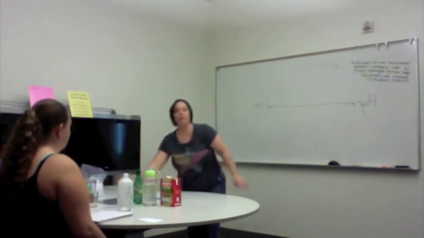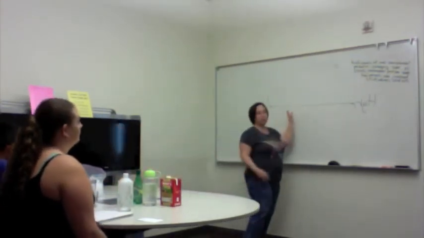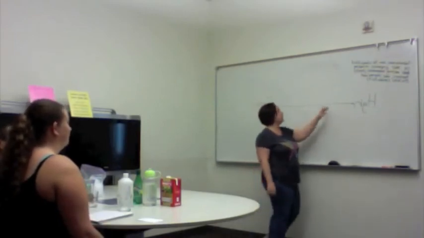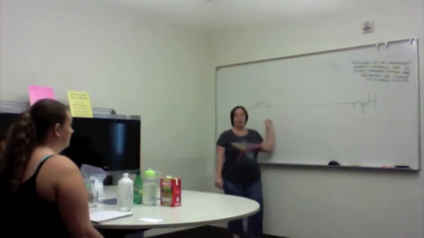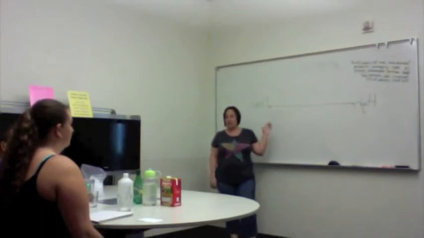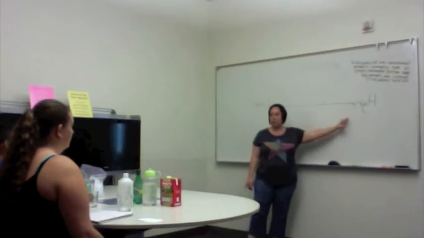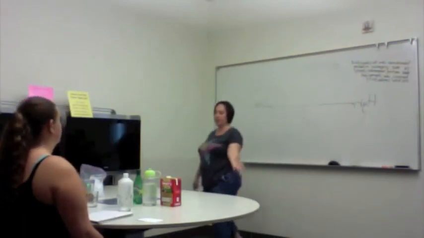And then what we're going to do is make a gradient from highest to lowest. And this is going to be the density of the liquids. And we're going to see what happens with the ice. And then you guys are going to tell me where on this gradient you want me to put the liquids. Okay, so let's just play around and see what happens.